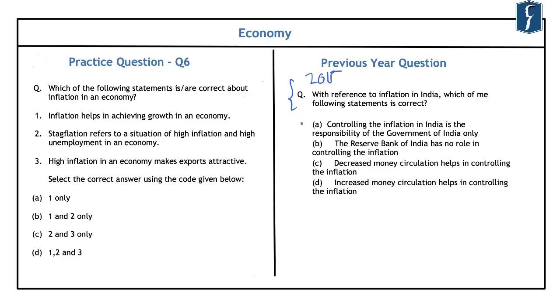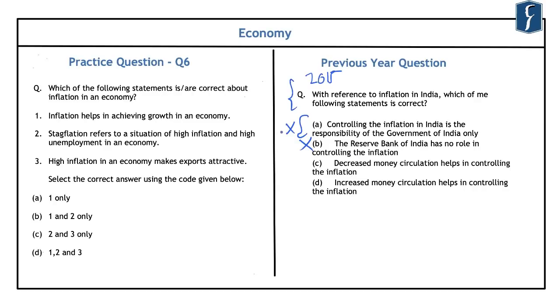So first is that controlling inflation in India is the responsibility of the Government of India only, which is incorrect because it is both the responsibility of the central government as well as the Reserve Bank of India. Second is that the Reserve Bank of India has no role in controlling inflation, which is also incorrect. So after this, we are left with only two options. And in these two, the C option reads, decrease money circulation helps in controlling the inflation. And the D option reads, increase money circulation helps in controlling the inflation.